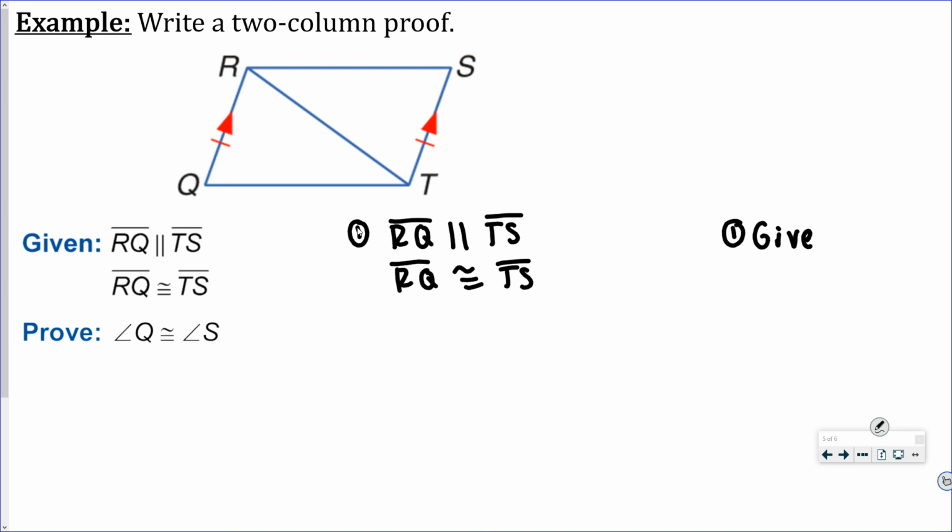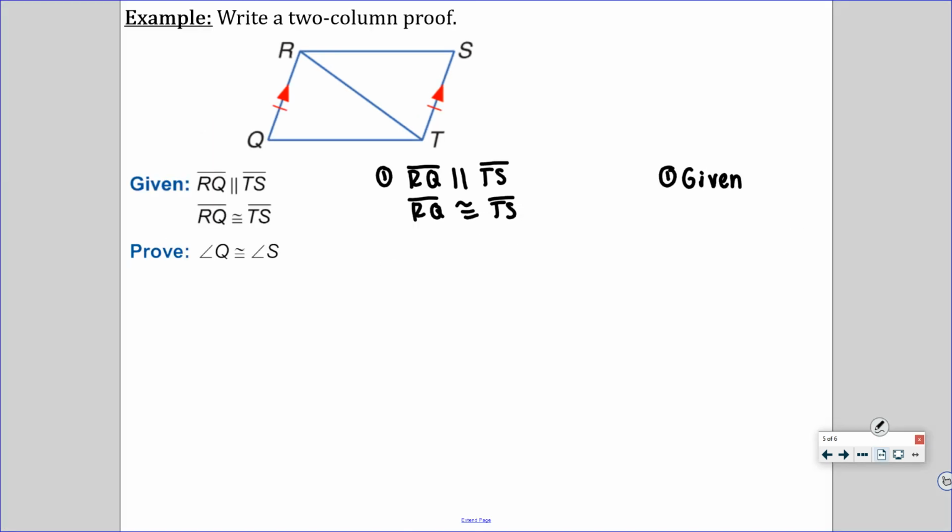Reason: given. All right. What other side is congruent of these two triangles? Alejandro? RT and TR. Right. RT is congruent to itself, by reflexive property, yep.